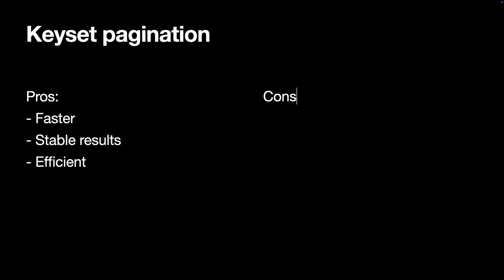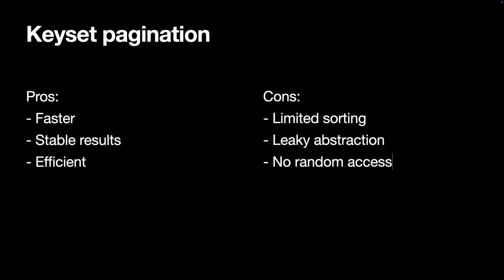Cons: limited sorting. You must sort the data by a field that can act as a key, like an ID or a timestamp. It doesn't work well with complex sorting. Leaky abstraction. Pagination is tied to the database, exposing details about data storage, for example, the ordering field, which could break things if the schema changes. No random access. You can't jump to arbitrary pages like page 5, you must go through the data sequentially.